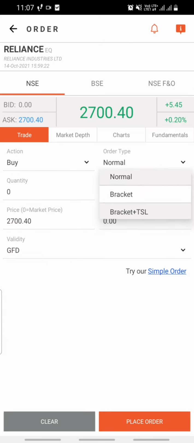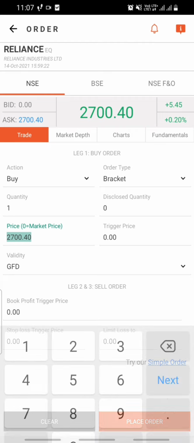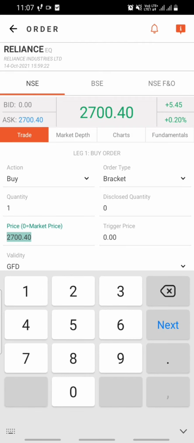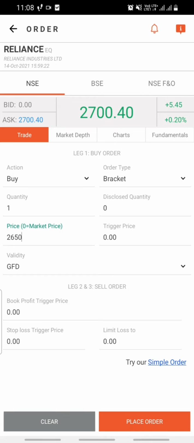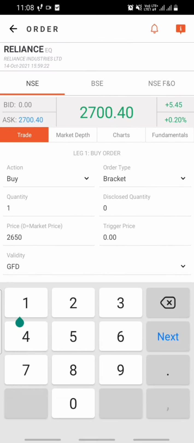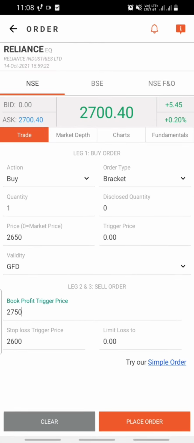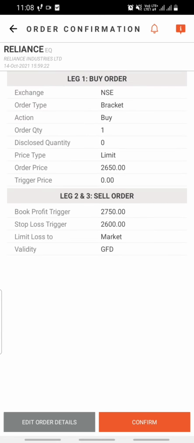Here in order type you have to select bracket, and select the quantity which you want to trade. I'll select one quantity, and in the price you have to select the price at which you want to buy. The current market price is 2070. So I'll select 2650 as my buy price, and I want to place a stop loss of 2600, and my target would be 2750. Then if you just press the confirm button, you can place the order.